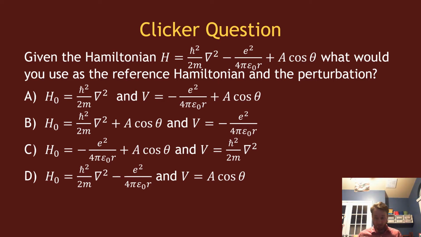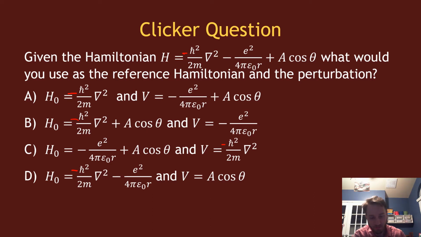And so the question here is, given this total Hamiltonian, what would be the best reference Hamiltonian and the best perturbation to define? So this first Hamiltonian is just minus h bar squared over 2m times the derivative. This is just the kinetic energy term, so this is like the free particle Hamiltonian, and then my perturbation here is the Coulomb attraction term between an electron and a nucleus, and then this cosine theta term.